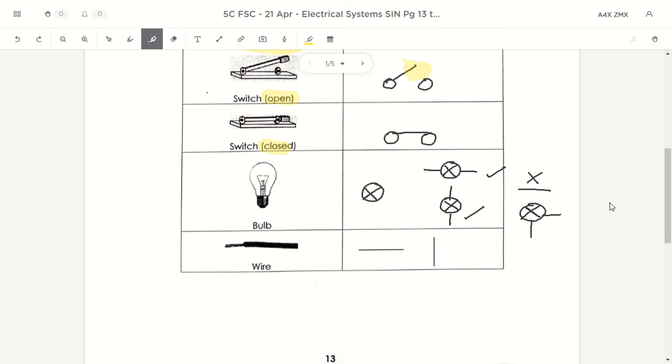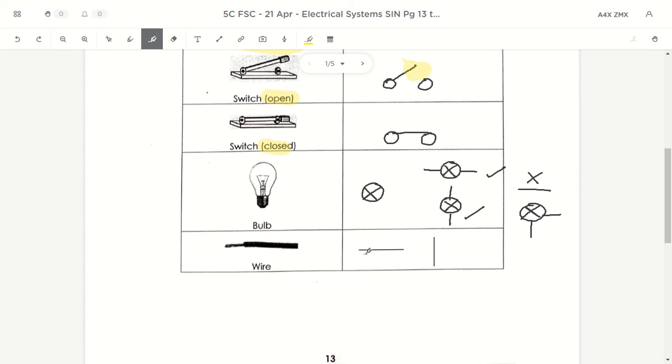Now we go on to the bulb. A bulb is very simple: a circle followed by a cross. The cross will touch the ends of the circle. So how do I usually connect a wire to a bulb? Usually I connect from left to right without going across, because in real life the wire doesn't go across the bulb. It touches the metal casing and the metal tip. Or I can go from top to bottom. Usually, we do not connect them at right angles or perpendicular. We don't do that.